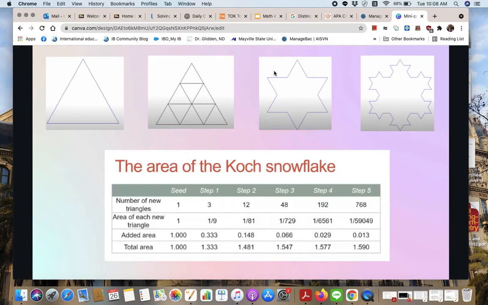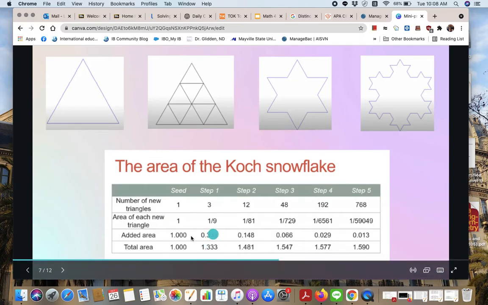So for the new step, there are 3 newer triangles that emerge, and the area of each new triangle would be 1/9 of the seed triangle. So we're talking about this one, and this one. So you can see that the added area would be 1/3, and the total area would be 1 and 1/3 in step number 1.